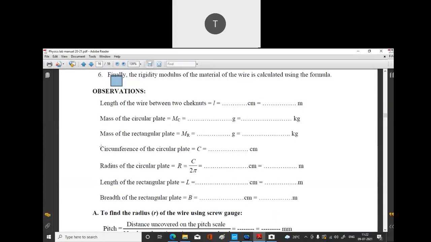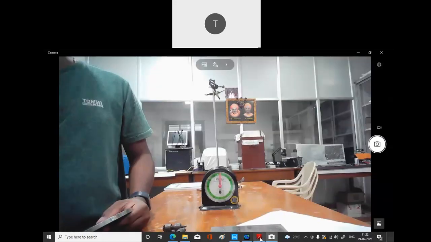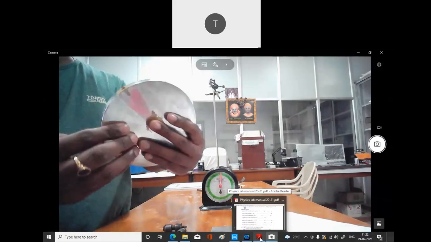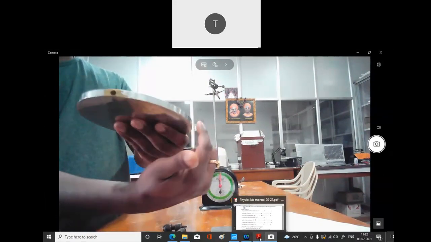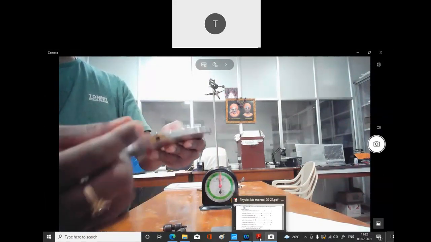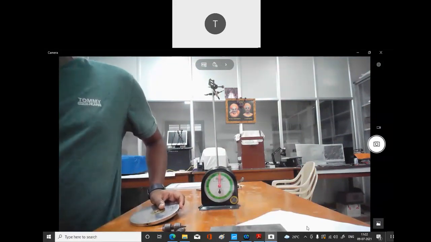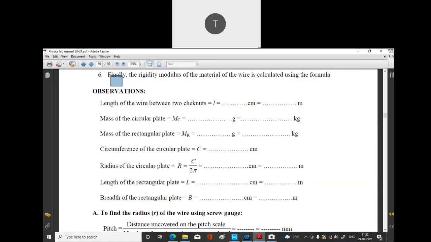You take a wire or a thread and wrap it around the entire surface. You can start from this end, put the thread around this, and then find the length of your thread, which would be the circumference. Using that circumference, you can calculate the radius. And then we will go to the rectangular one.